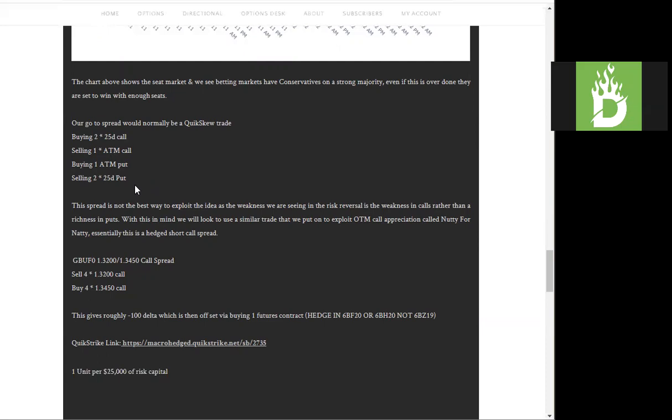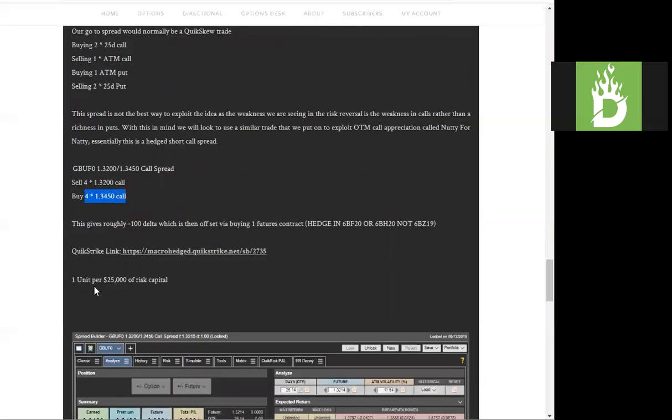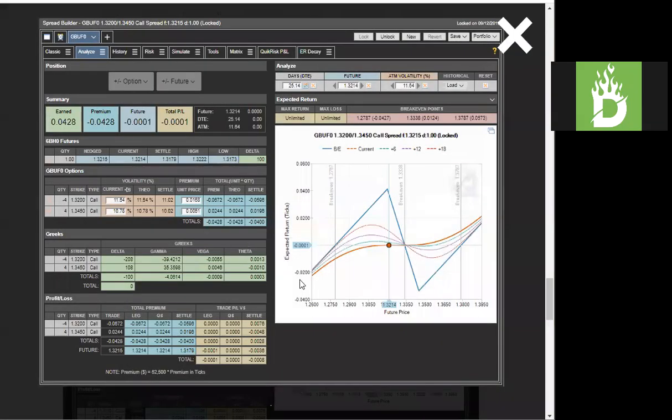Now, I thought the better way to play it would be to hedge it by buying the futures contract, and then obviously the spread gives you minus 100 deltas. Now, the problem with this spread is that you see the risk reversal structure here as well, in the payoff curve. Now, it didn't actually work out this way.